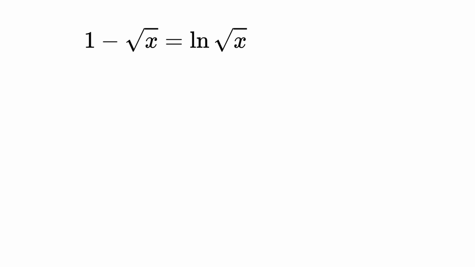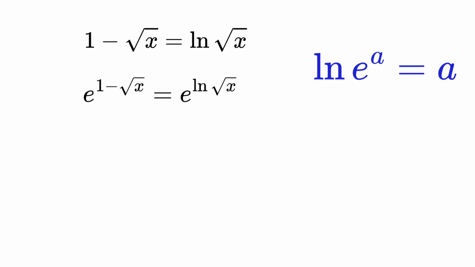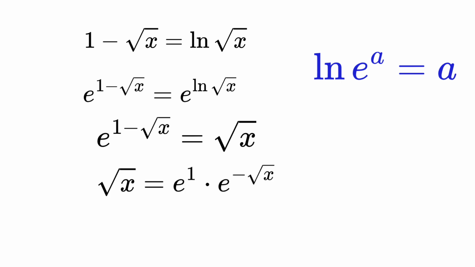Apply base e on both sides. Then we get e^(1 − √x) is equal to e^(ln √x). We know that e^(ln r) is equal to r. Then we get e^(1 − √x) is equal to √x. We can write e^(1 − √x) as e^1 into e^(−√x). e^(−√x) can be written as 1 by e^(√x).